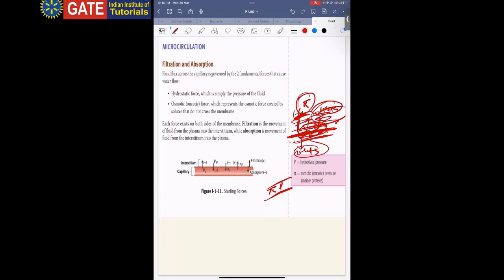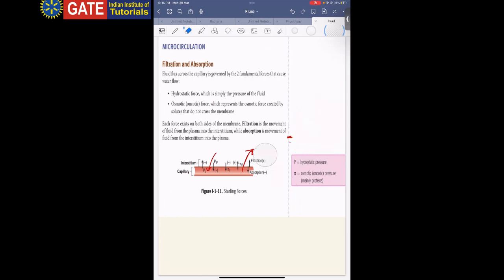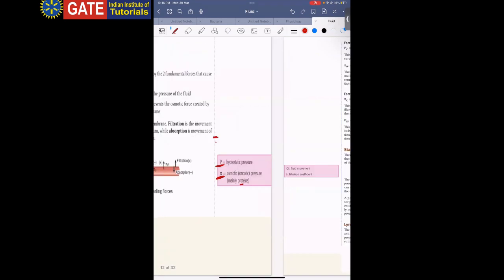So let's talk about what is filtration and what is absorption. Filtration is just the fluid that will move from the plasma or from the capillaries into the interstitium. Absorption is just movement of the fluid from outside into the plasma or into the capillaries or the blood vessels. So this is the filtration and the absorption. In this picture, the osmotic pressure is represented by pi, also known as the osmotic or the oncotic pressure, that is due to the solutes, and mainly it's the proteins.